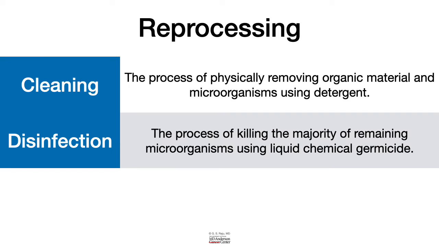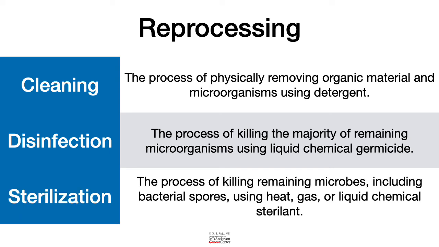Disinfection is you kill the majority of the organisms using a liquid chemical germicide. In disinfection, you do not get rid of the spores, but you get rid of all the microorganisms, bacteria, most of the viruses except for an occasional one. And sterilization is killing the remaining microbes, including the bacterial spores. One can use either heat, gas, or liquid to clear off all the microorganisms, including the spores. So we learned about three important definitions: cleaning, disinfection, sterilization.